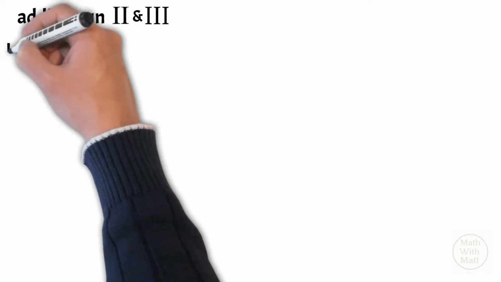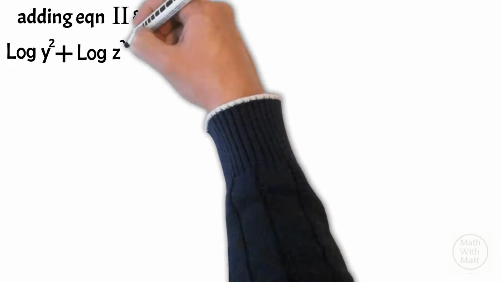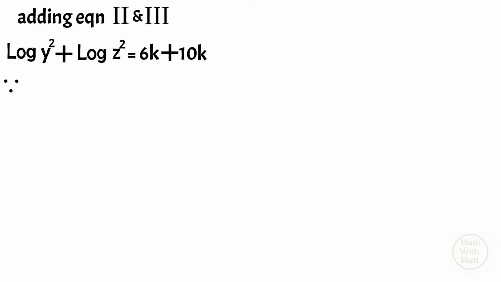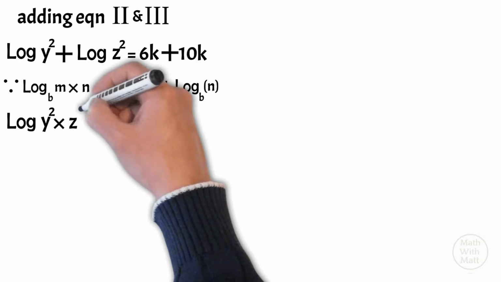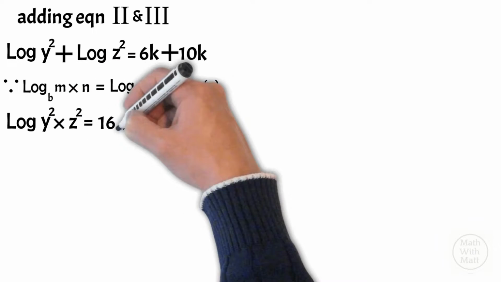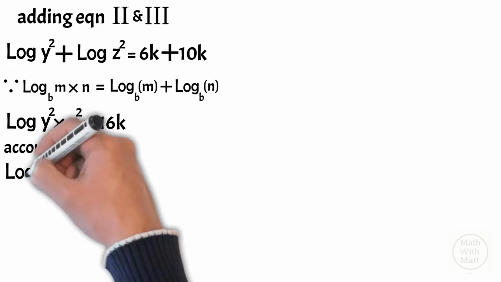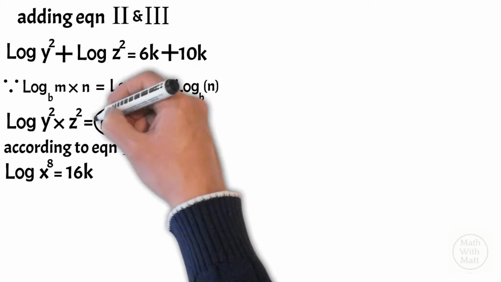Now we add equations 2 and 3 and get log of y squared plus log of z squared equals 6k plus 10k. Now we use log of product on the left-hand side of the equation. We get log of y squared times z squared, which equals 16k. And the thing we need to observe here is equation 1, that is, log of x to power 8 is also 16k.